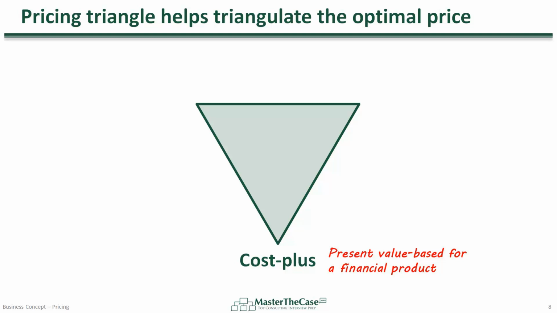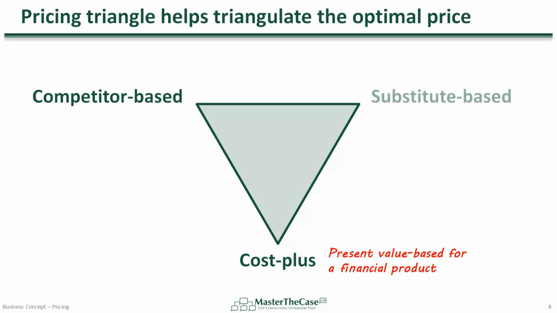The second step is determining a competitor-based price. And the final step, if applicable, is determining a substitute-based price. As a result of combining these pricing methods, we'll be able to triangulate the price that takes into account the cost or the intrinsic value of a product on one hand, and the competitors' and substitutes' prices on the other hand.